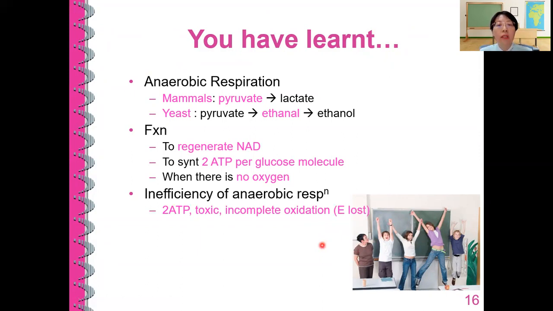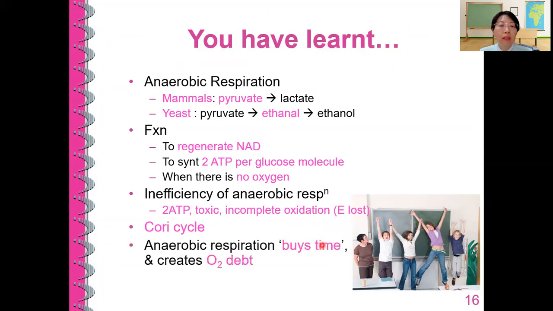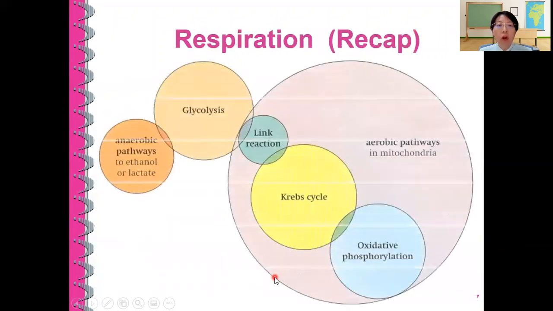The products are toxic and there is also incomplete oxidation, so energy can be lost. But mammals have the Cori cycle to convert the lactate back to pyruvate whenever there's enough oxygen. So anaerobic respiration for us is to buy time, and that creates oxygen debt in mammals only. Okay, so that's all for today's lesson. We've looked at the entire respiration in terms of aerobic pathways, which involve glycolysis, link reaction, Krebs cycle and oxidative phosphorylation, and anaerobic pathways, which involve glycolysis and the anaerobic pathway. So that's all for today's lesson.